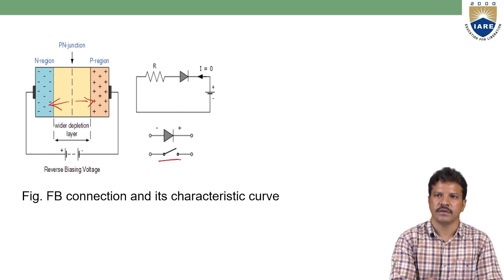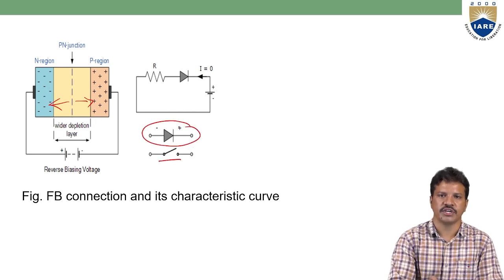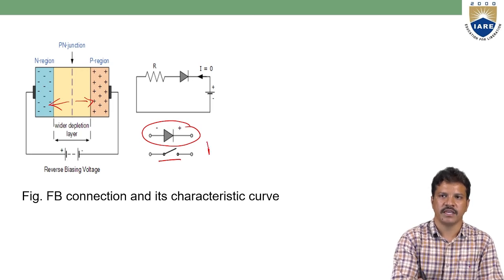Likewise, this is the symbol for the p-n junction diode. A symbol which represents the arrow and this junction. Simply, we can represent this line as the n-type, this as the p-type, and this is called the anode and this is called the cathode.